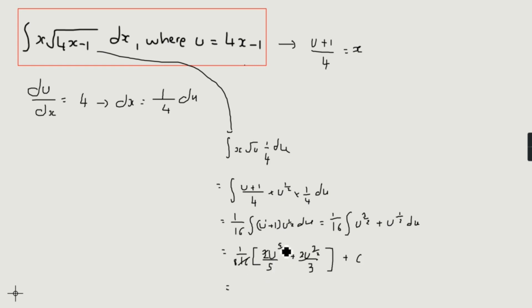And simply now we just need to replace the u's with our initial 4x take 1, and we've got our final answer. Don't need to really simplify it anymore. So we've got, therefore, 4x take 1 to the power of 5/2, all divided by 5, plus 4x take 1 to the power of 3/2 divided by 3 plus c. And that's our final answer. So hopefully you can see why substitution is so important, because the final integral is so messy.